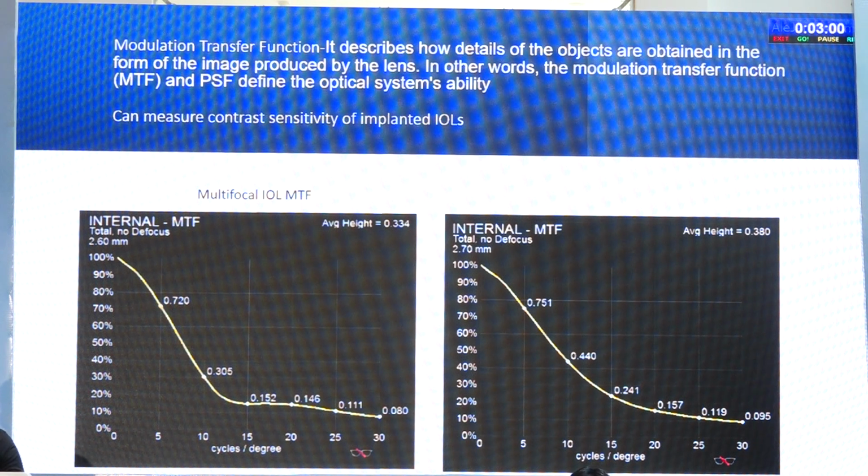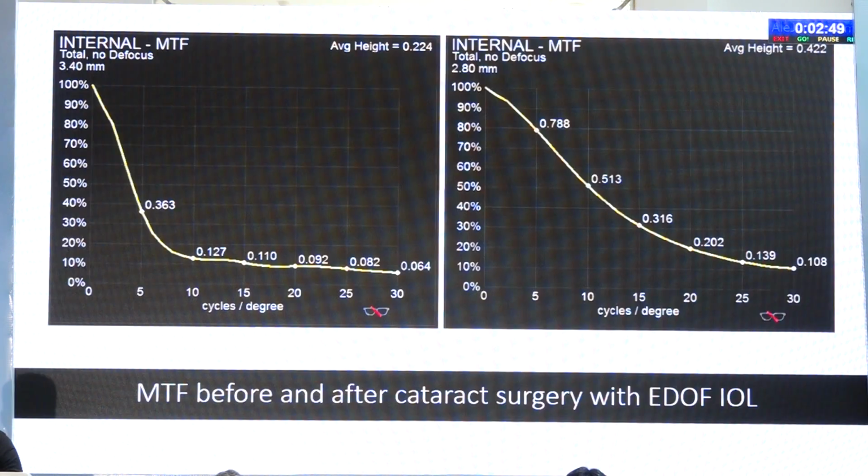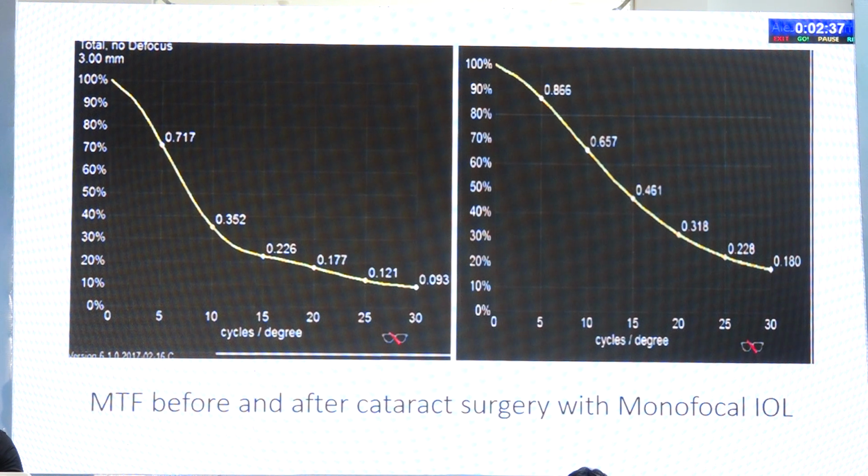So on the left is a patient with a cataract. As you can see here, they have lesser MTF. At 10 cycles per degree, it is less than 40%. But after surgery, it has improved to the normal one, which is above 40%. So this is the MTF before and after when the patient had an EDOF IOL placed. The left one has less contrast, and after the IOL is placed, the contrast has increased to the normal, more than 50%.